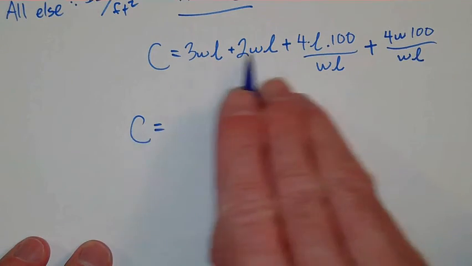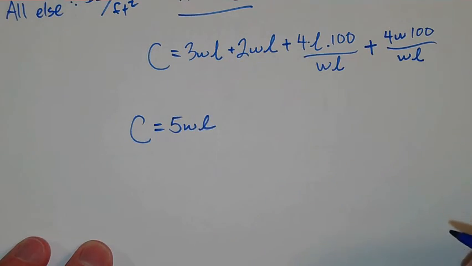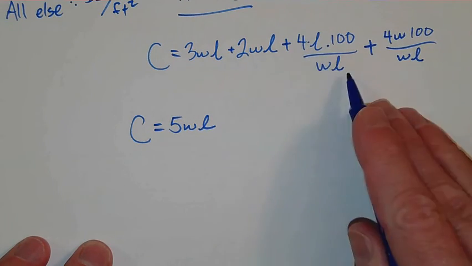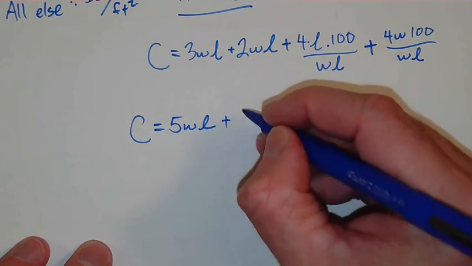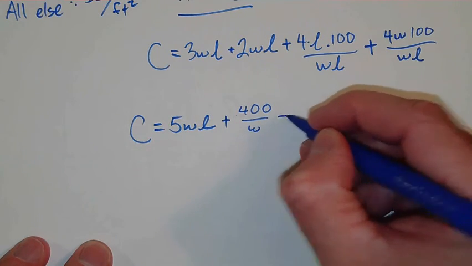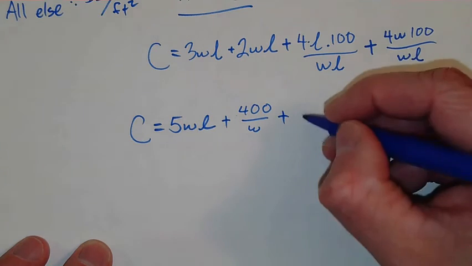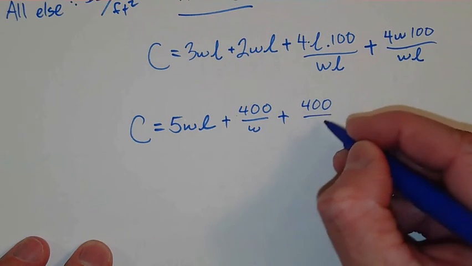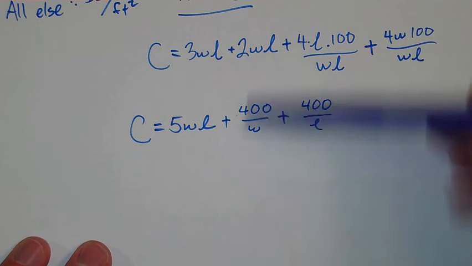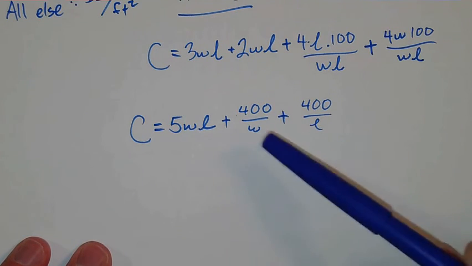I've got 3WL and 2WL. Let's go ahead and call that 5WL. I'll combine the 4 and the 100, cancel out the L's, and I'll be left with 400 over W. And then 4 times 100, cancel out the W's, to be left with 400 over L. Sweet, that takes care of that substitution. I'm down to cost in terms of two variables.